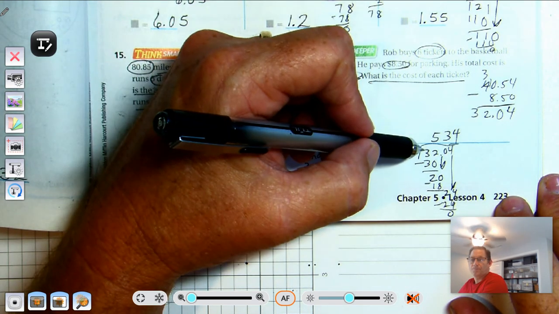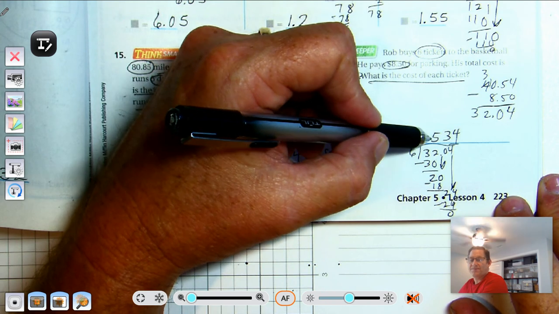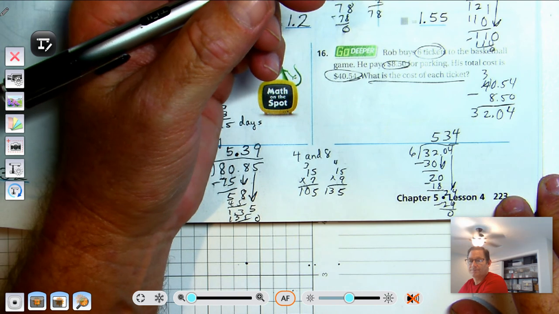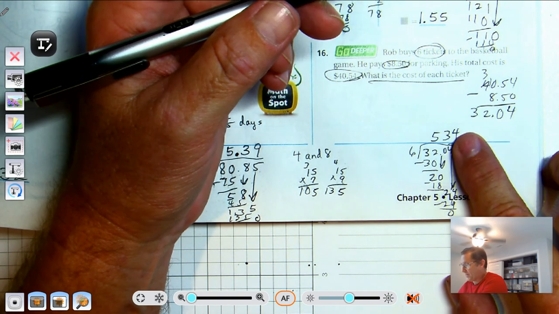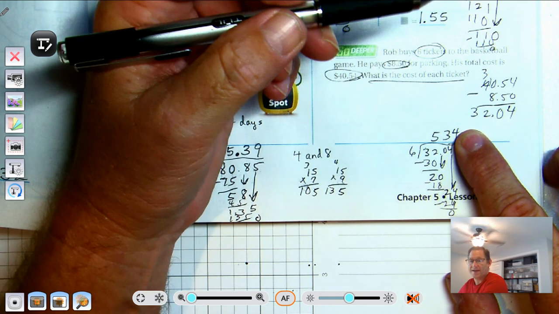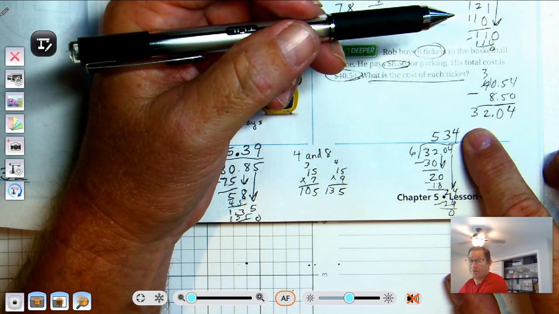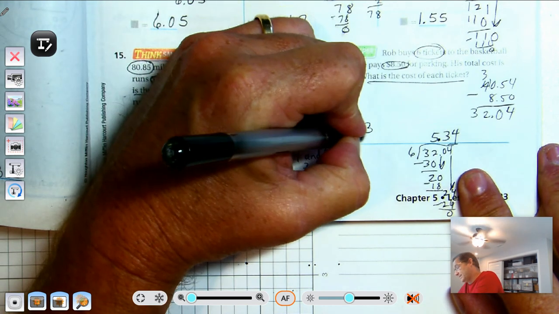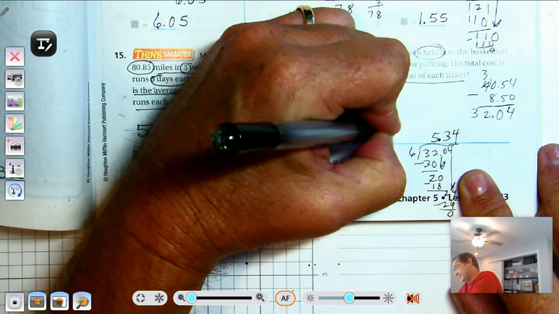All right. Well, they didn't pay 50 cents per ticket because that would only be $3. They didn't spend $53 on a ticket because that's more than how much we even spent. Definitely not $534. So they only spent $5.34 per ticket.